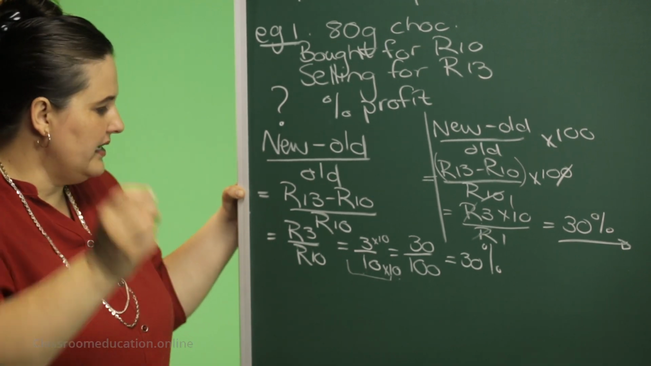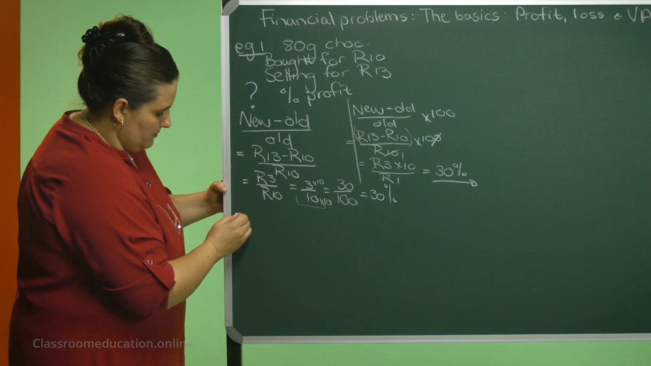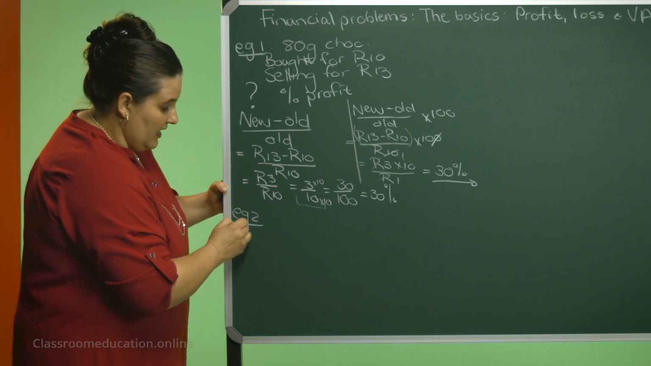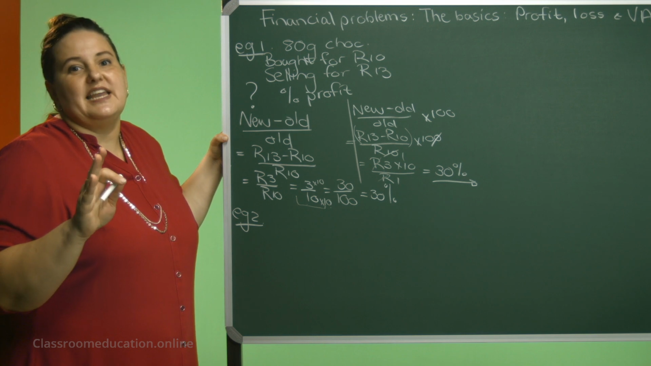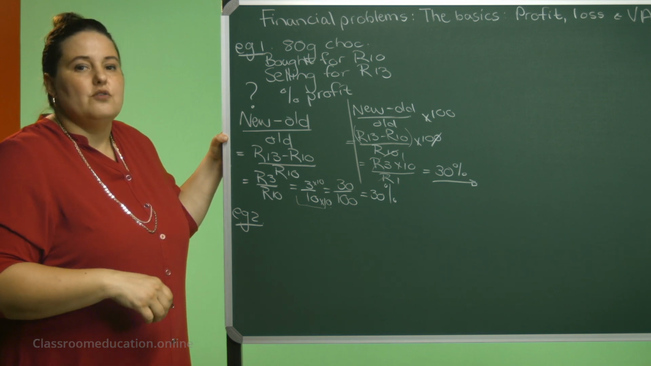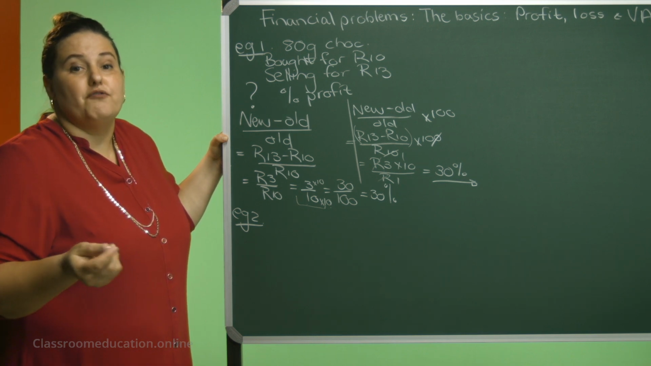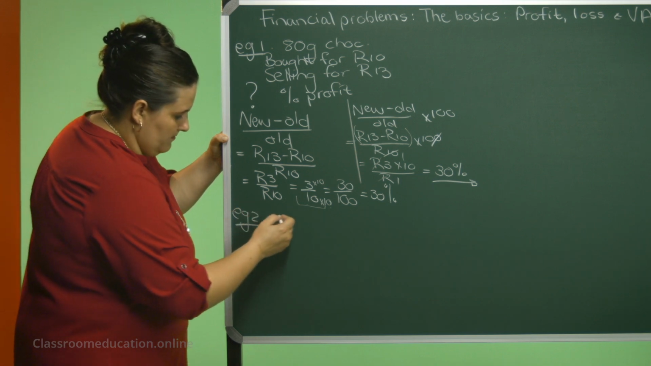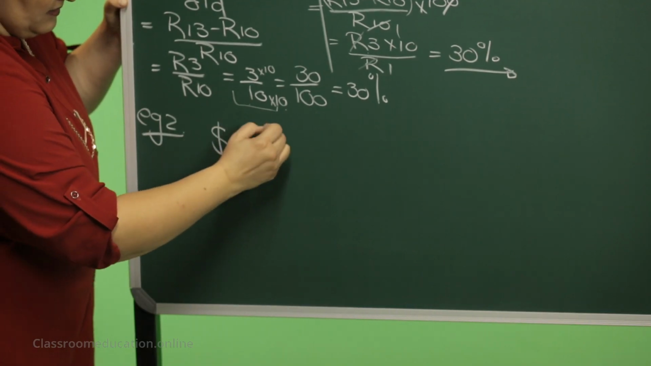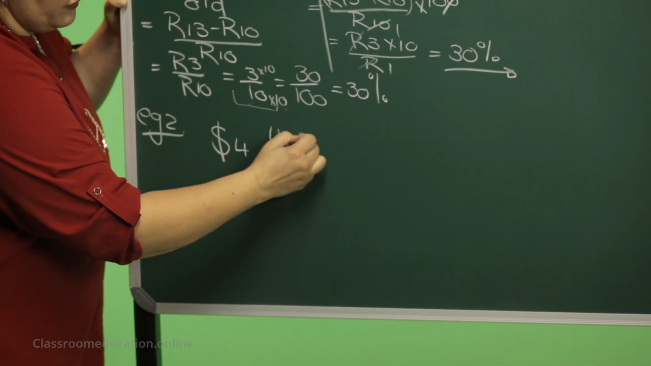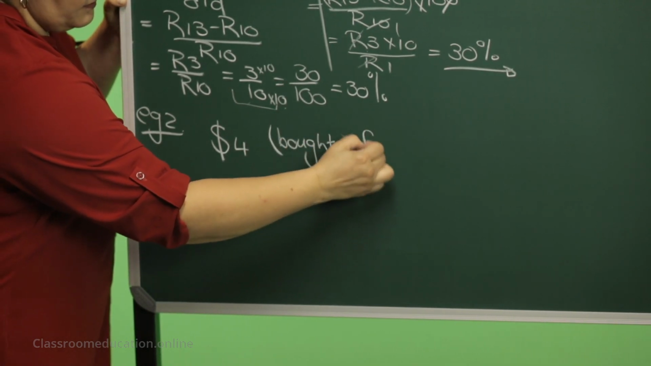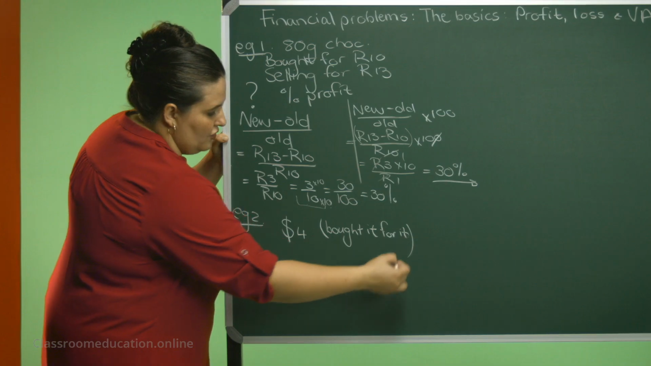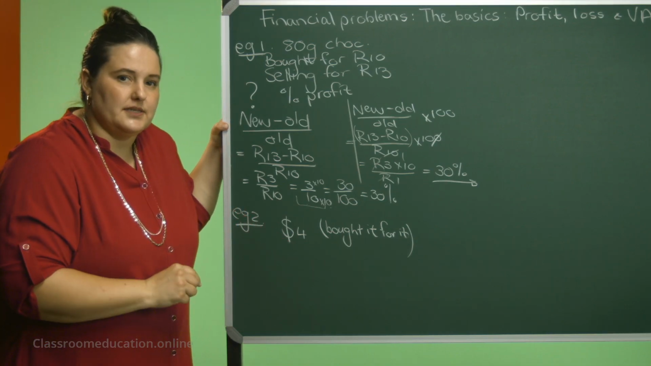Okay, let's do another example. Example 2. It's Entrepreneurs Day. You think of selling ice creams. You are buying your ice creams for $4 each. You bought it for $4 each.